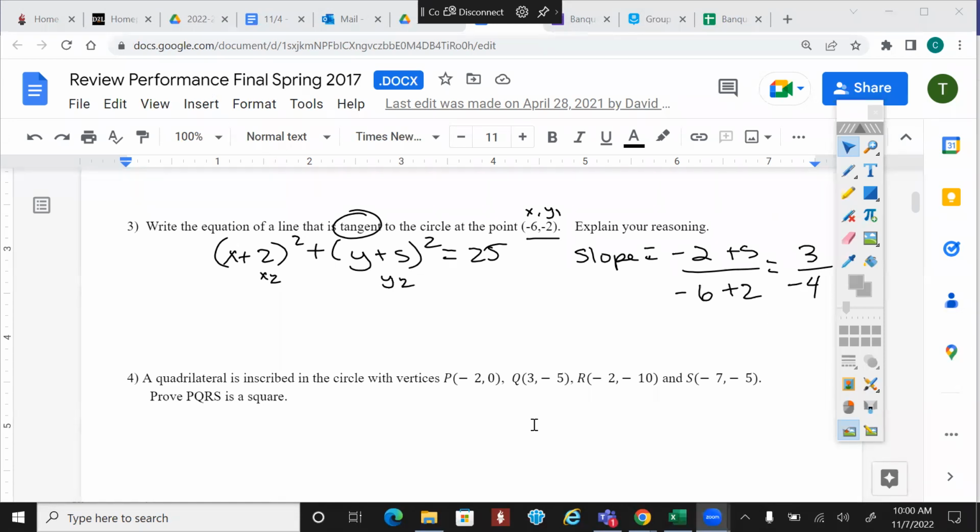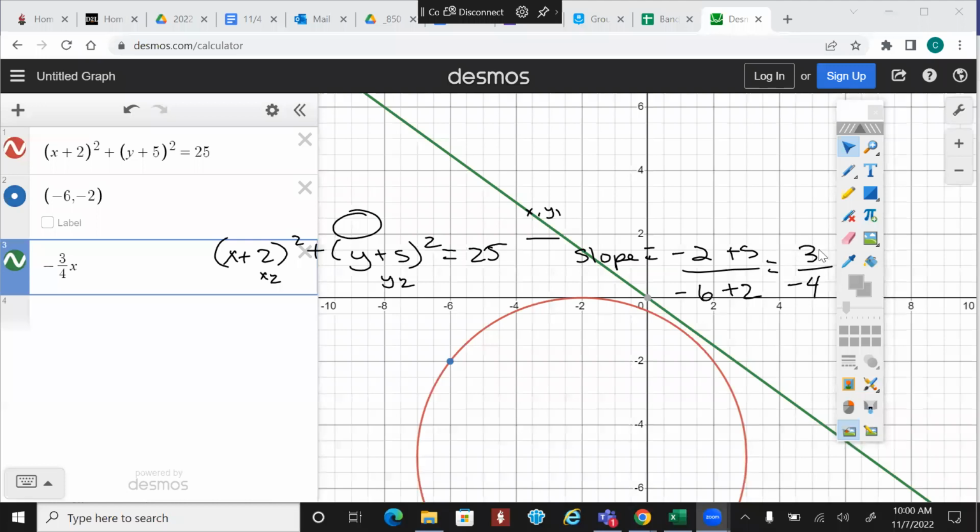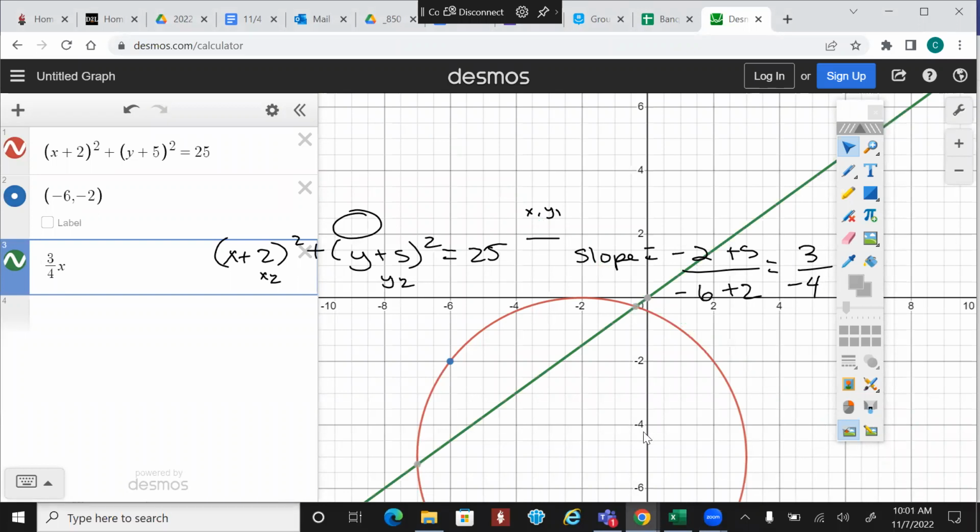I'm going to give you a second to catch up. Okay, so this slope right here is -3 over 4, right? So this line represents that slope. If we were to actually take this line and move it down, it would cut through this point, but then it would cut through the circle again, right? So we don't want that to happen. We're going to change this to the opposite sign, so that way it's only going to touch the point once.